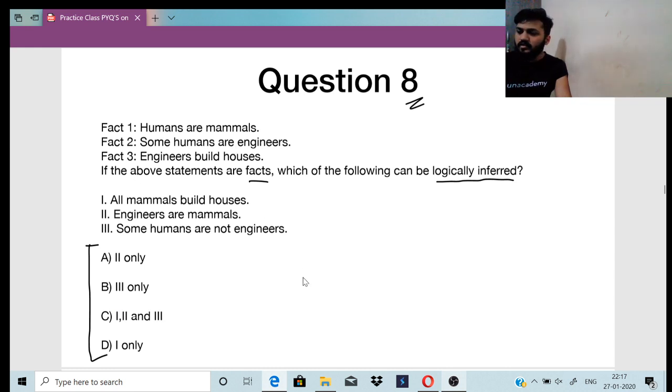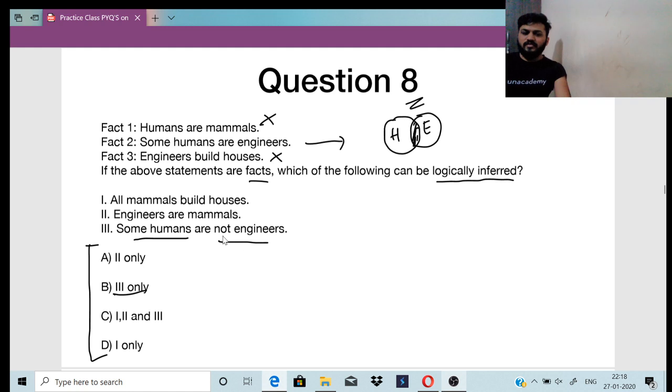See guys, it is easy. Okay, Saurav has given B as the answer, which is 3 only, right? Humans are mammals, this we don't know. And engineers build houses, this we also don't know. But some humans are engineers. We can draw a Venn diagram, right? Humans, engineers. So if some humans are engineers, that also means some humans are not engineers.